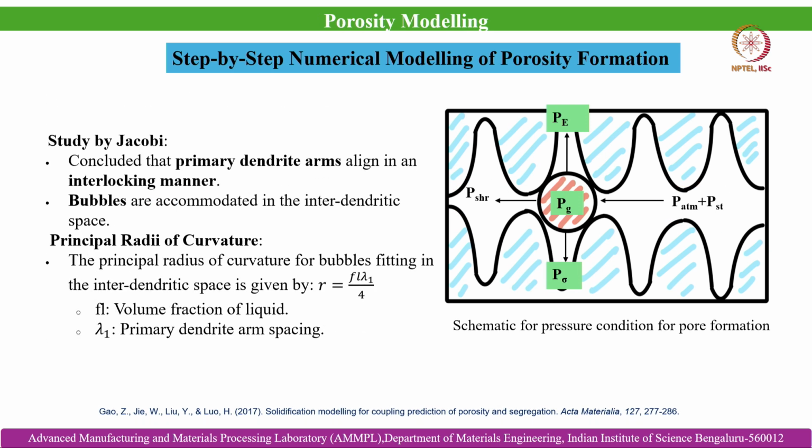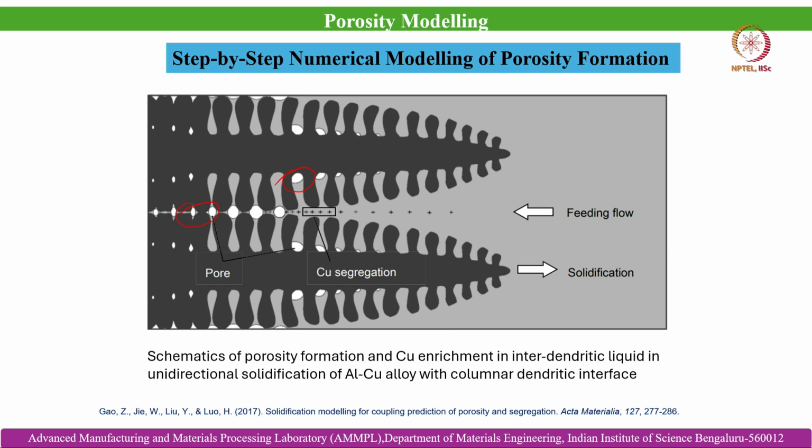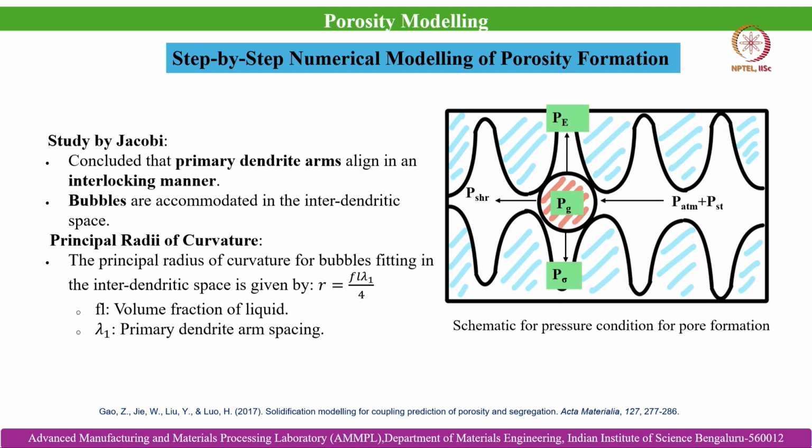The study by Jacobi concluded that primary dendrite arms align in an interlocking manner, which we have seen in the first schematic. This is called the interlocking solidification mechanism of the dendritic mush, and bubbles are accommodated in the interdendritic space. As I told you earlier, the radius of curvature of these evolving pores or bubbles is governed by the shape of the secondary and primary dendrite arms.